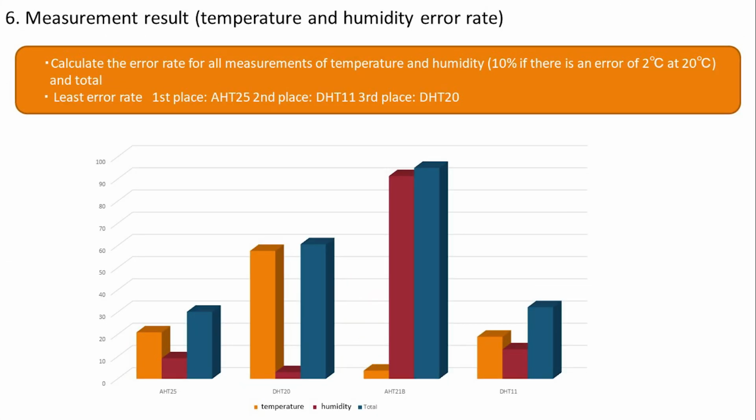It is confirmed as a temperature and humidity sensor total. The percent error was calculated and summed for all measurements. The percentage of error is 10% if there is an error of 2 degrees Celsius at a temperature of 20 degrees Celsius, for example. These ratios are totaled and graphed. AHT25, DHT11, and DHT20 are the order with the fewest total errors.